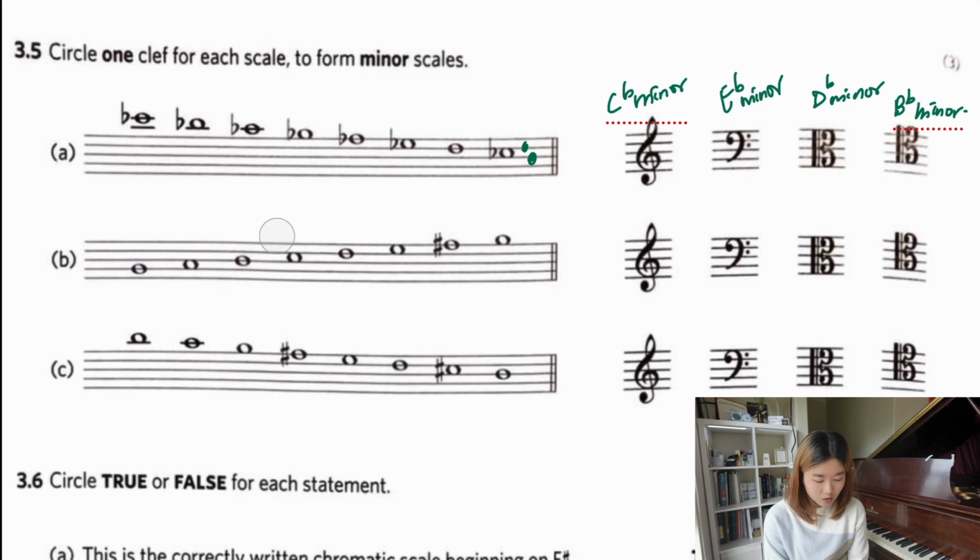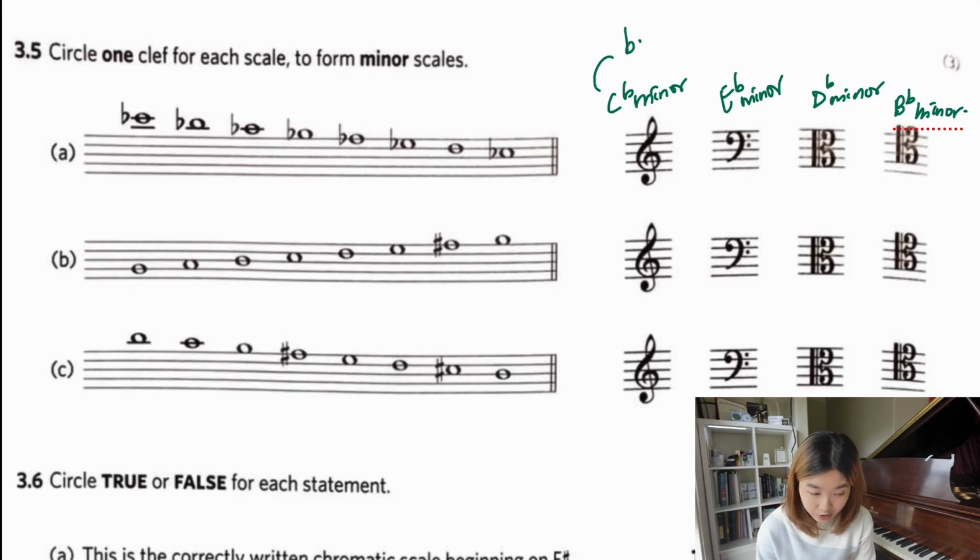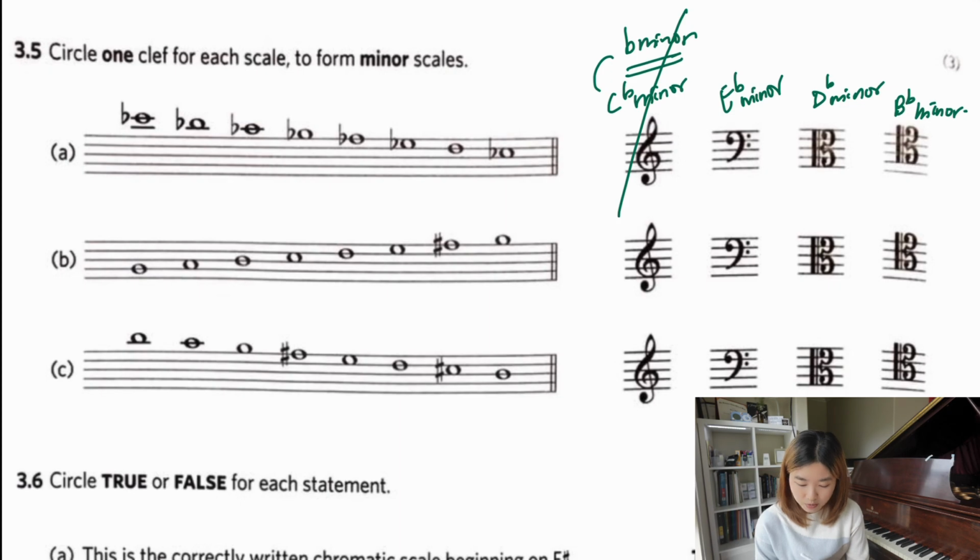Okay, so let's see, when we have C flat minor, which is a B minor, okay, C flat equal to B, so it's 2 sharps, won't be the treble clef.